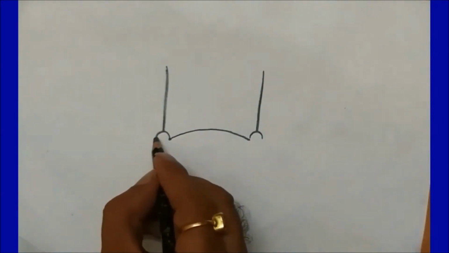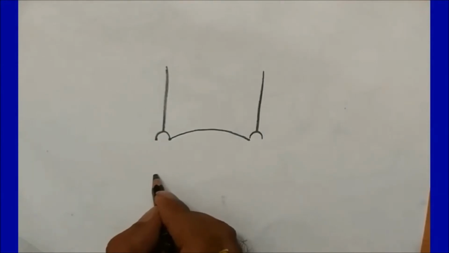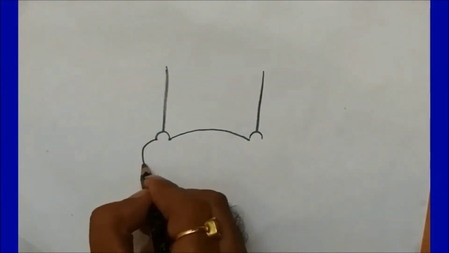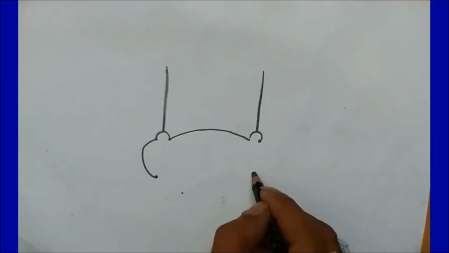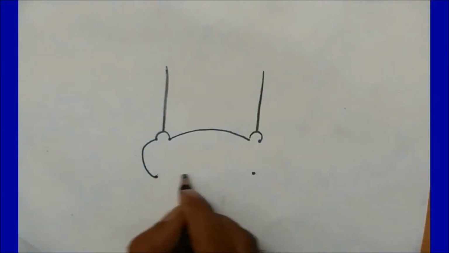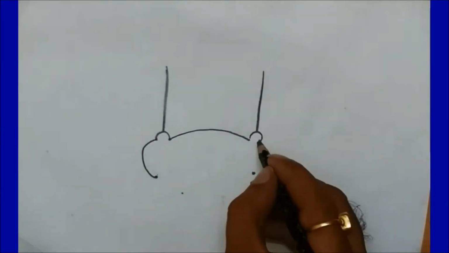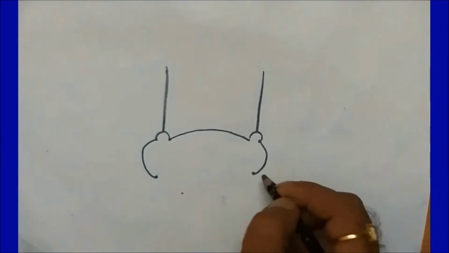Now from this point, one dot and one more dot downside, it should be straight, and one more curve, same thing here, one dot, two dot, it should be equal. You can measure it with your scale, one curve touching towards downside.